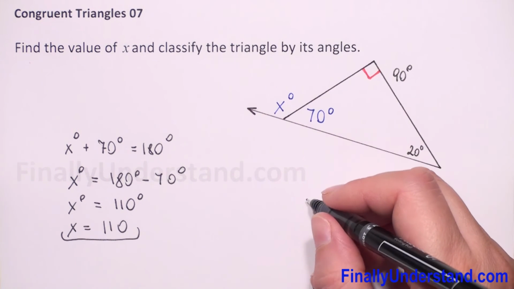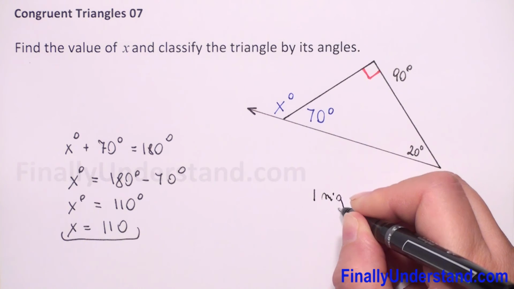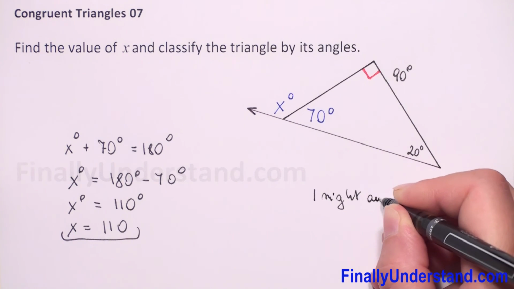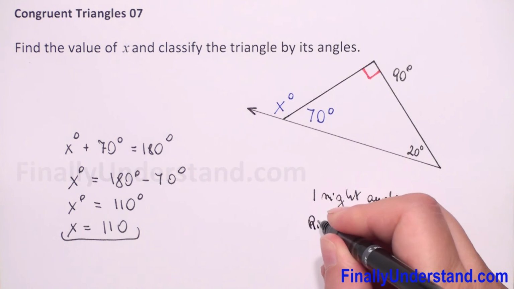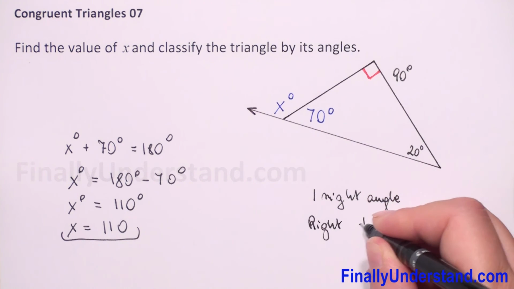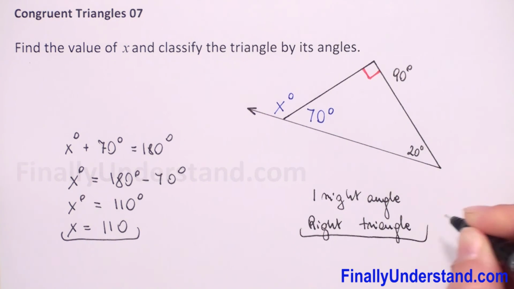One more time, why? Because we have one right angle, so this is a right triangle. This is my solution.